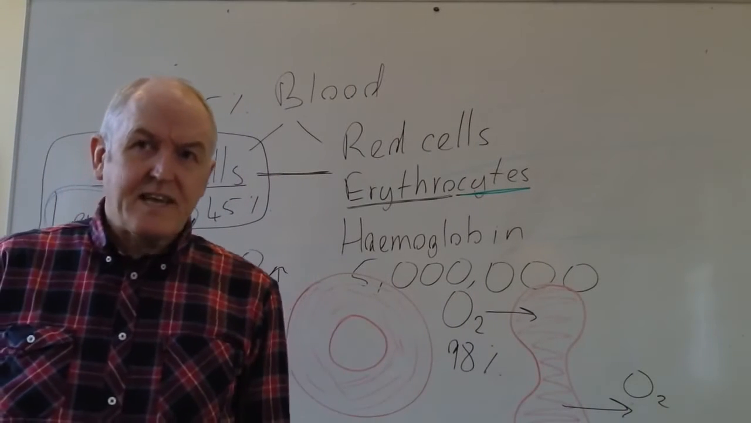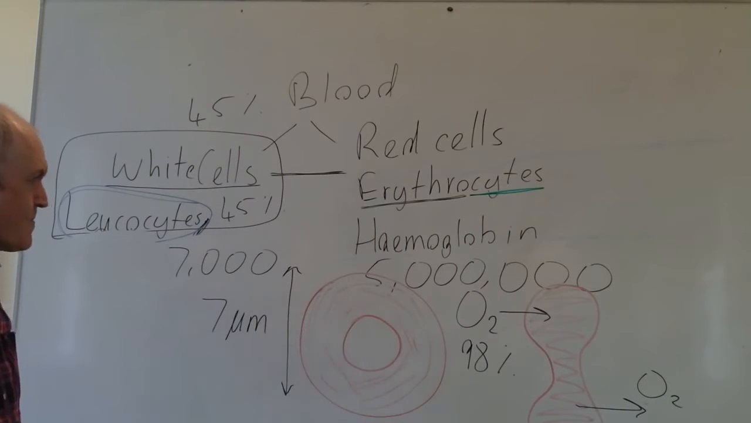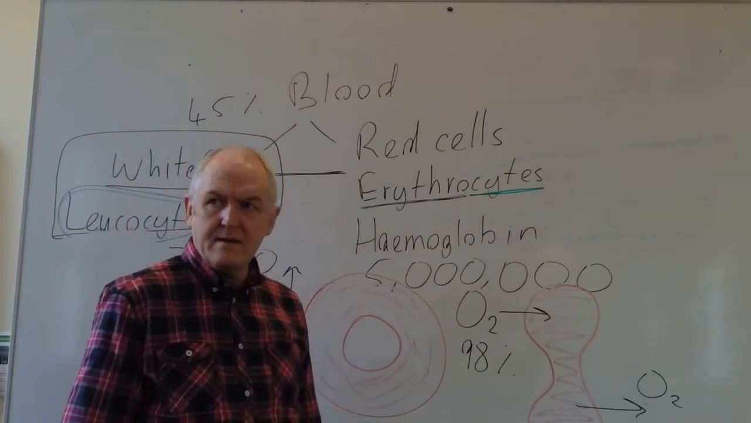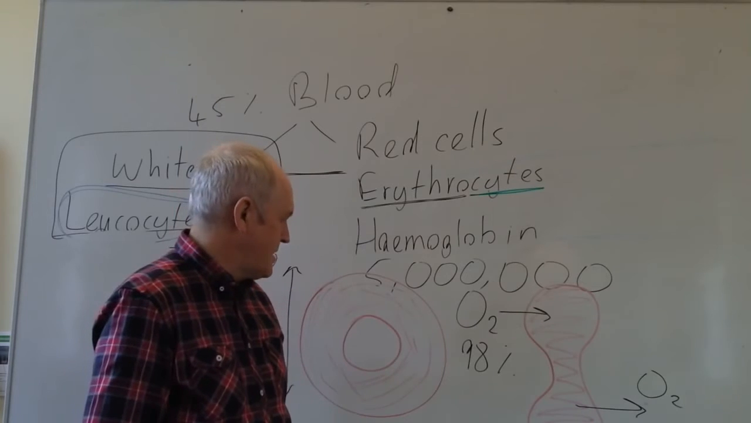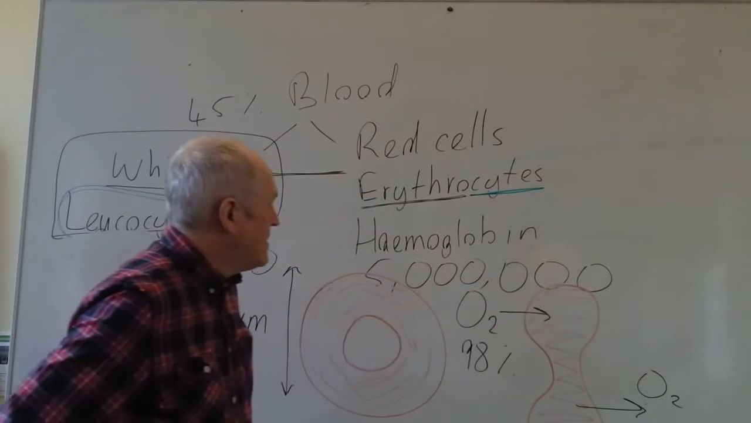And also in sickle cell disease, the red cells become inflexible, causing awful pain in bones and places like that. So it's very important these cells are deformable.